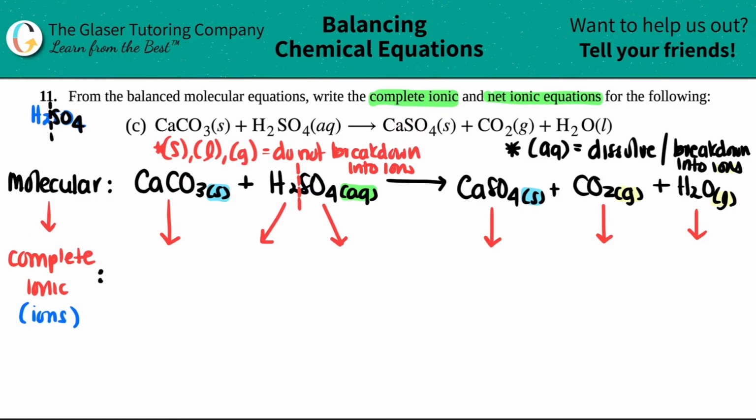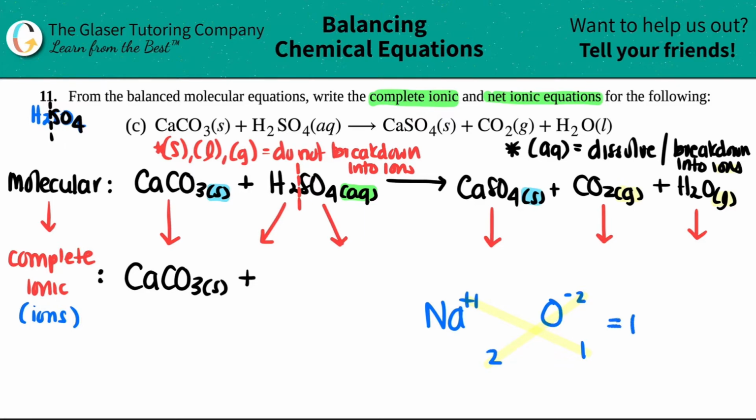The complete ionic equation now is going to be CaCO3 solid plus, now let's try to break this down. Just like, remember, maybe I'll say Na. What happens when I take Na plus 1 and mix it with O2 minus? How did we form that compound? We did the crisscross method. The 1 comes down here telling me that I only needed 1 oxygen. The 2 comes down here telling me that I needed 2 sodiums, and my compound was Na2O.